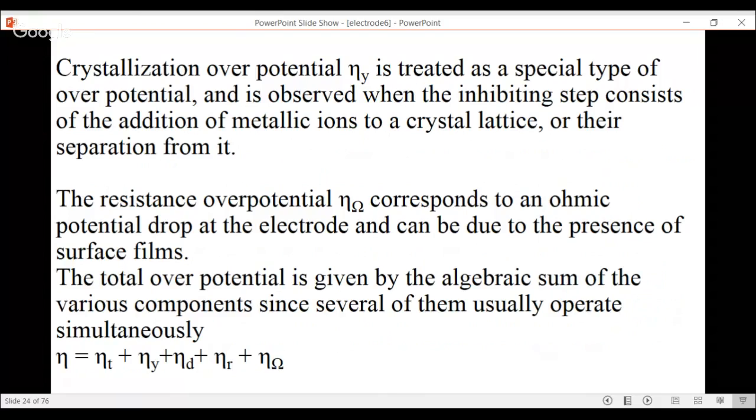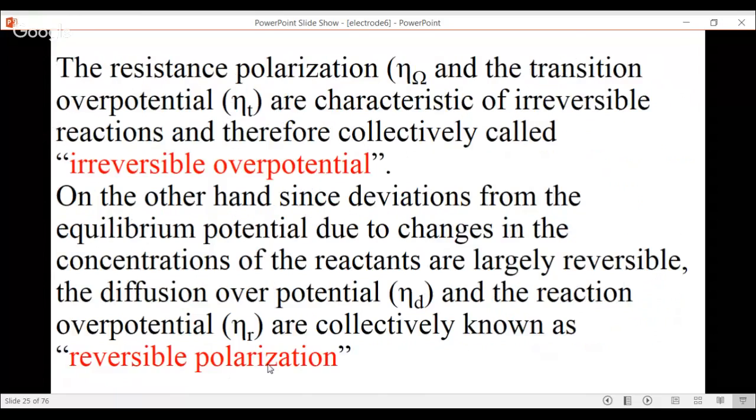The resistance over potential corresponds to the ohmic potential drop at the electrode and can be due to the presence of surface films. For example, as soon as I dip an electrode, a film will be adsorbed on it. Therefore, this film will give rise to a resistance at the electrode. That is called the resistance over potential. The total over potential is the sum of all these. Some of them may be zero, some may be very high, or all of them will have numeric values: transition over potential, crystallization over potential, diffusion over potential, reaction over potential, resistance over potential.